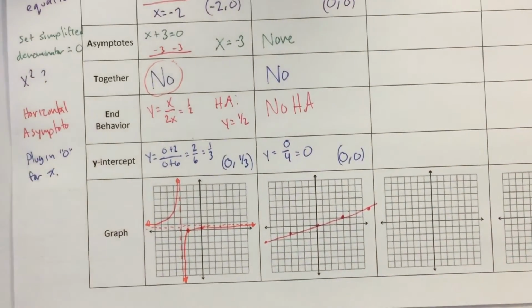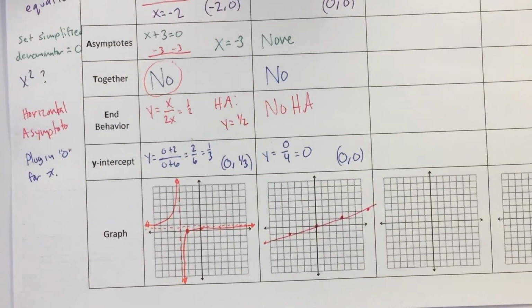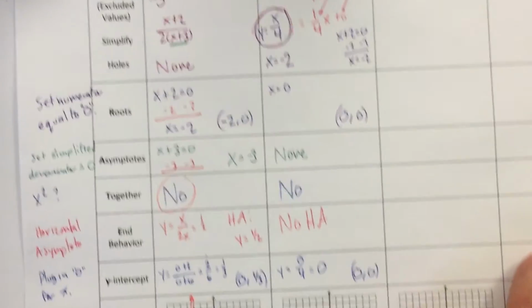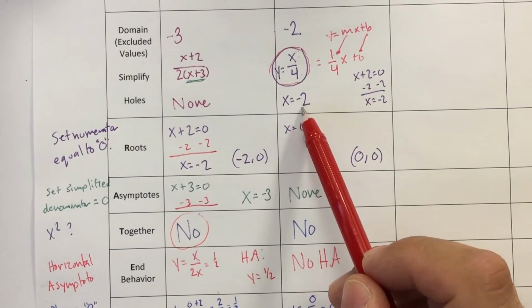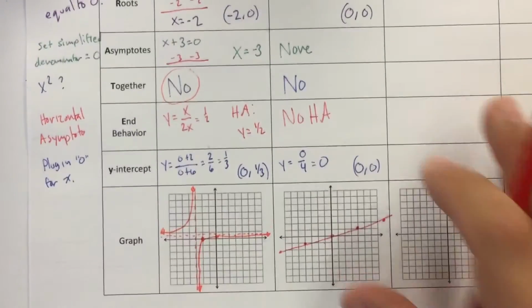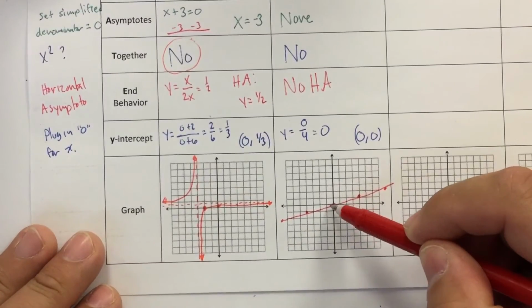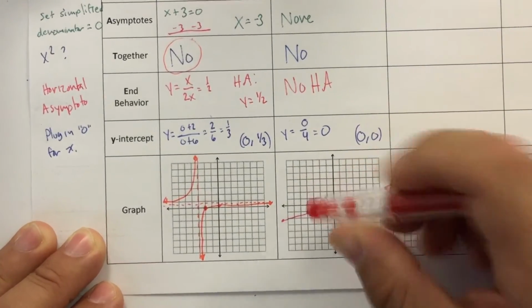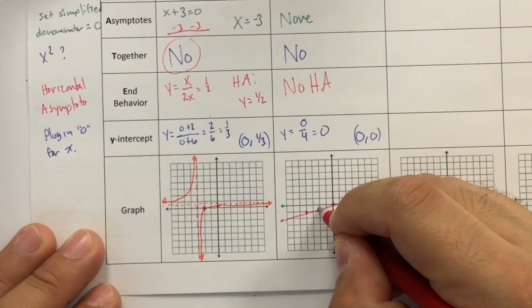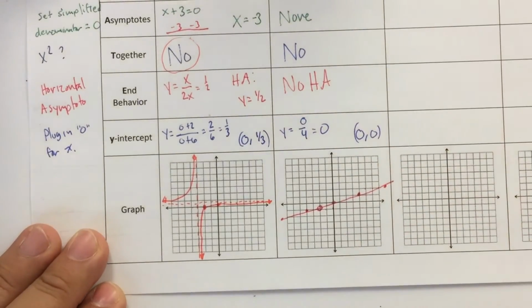Now, this is where it actually gets important. Do you recall when we said holes, we said there was a hole at x equals -2? When you go over here to the graph, you go to x equals -2. That little piece right there, you actually have to erase it and put a little tiny hole right there. And that's a hole in the graph.